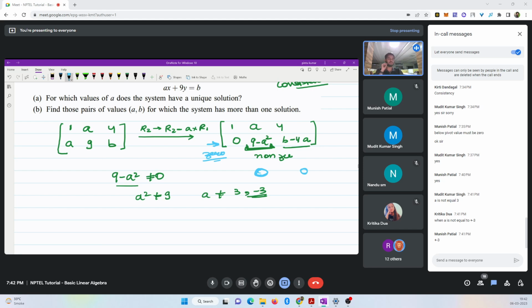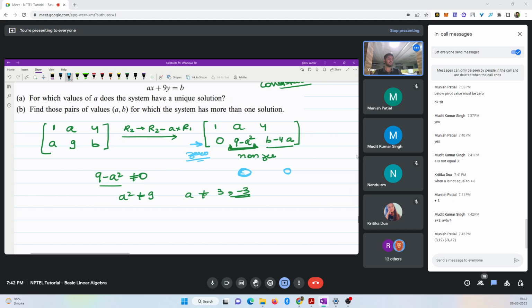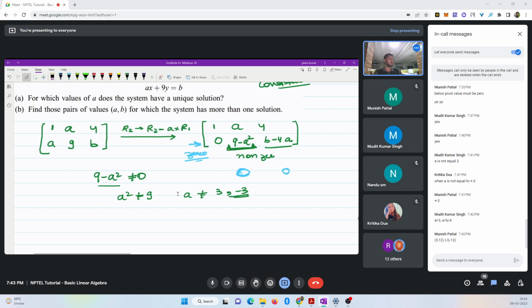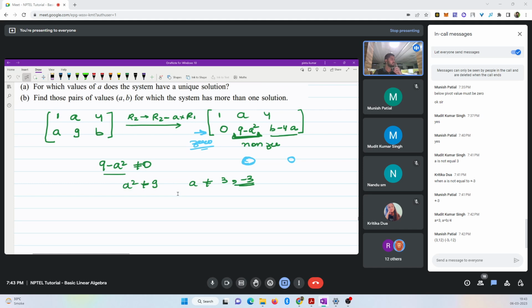I hope this is clear, like when you have one solution, when you have more than one solution, when the system is inconsistent. If this is not clear to anyone, please type in the chat box. I'll be happy to explain it again. Okay, I'll try to solve for A is equal to 3. Somebody has solved. Mudit, you need to also find the value of B in such a case so that this thing becomes 0.